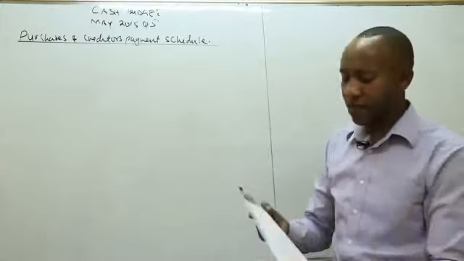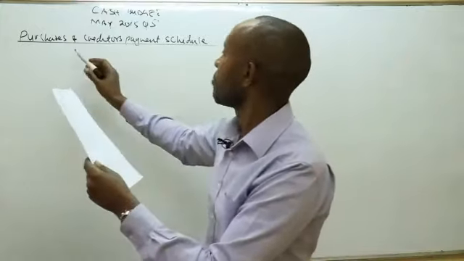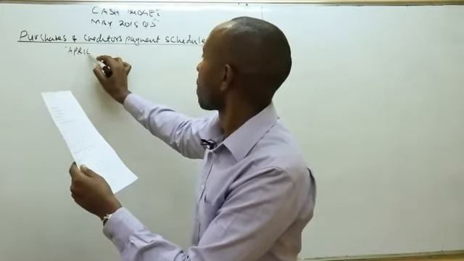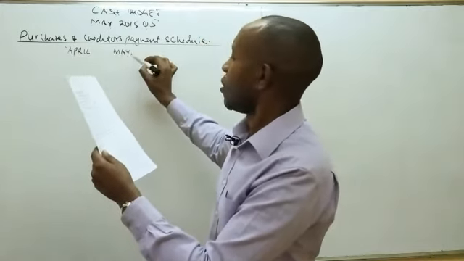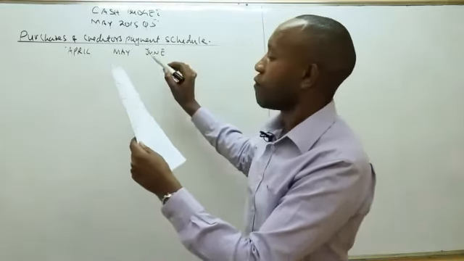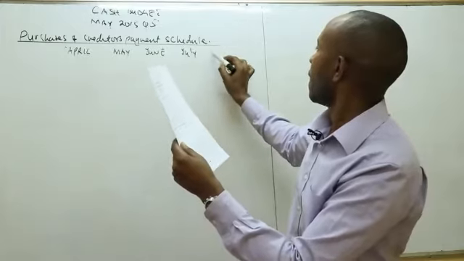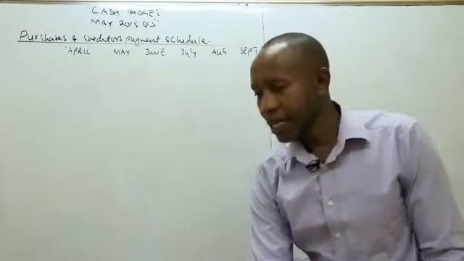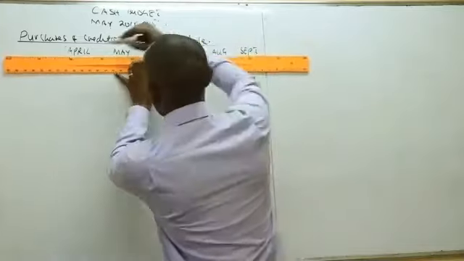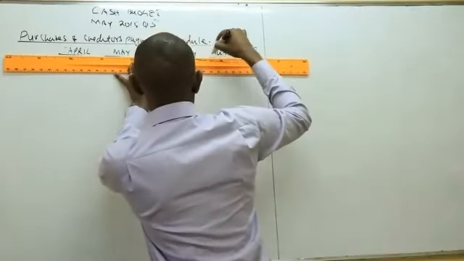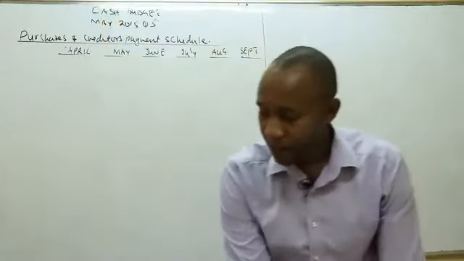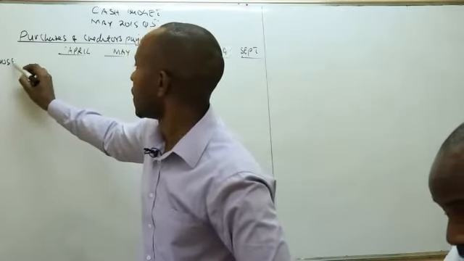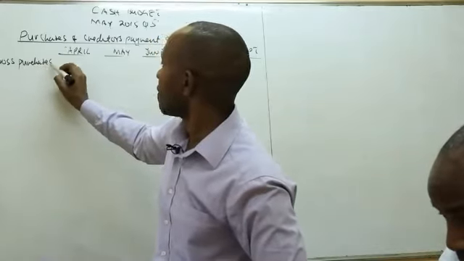Okay, so let us have the months. We have the month of April, so I will show April here, followed by May, followed by June, followed by July, and then we have August, and lastly we have September. So we present that in columnar form. Let me get the gross purchases. So one, I have the gross purchases.